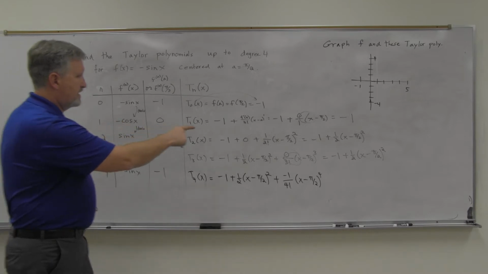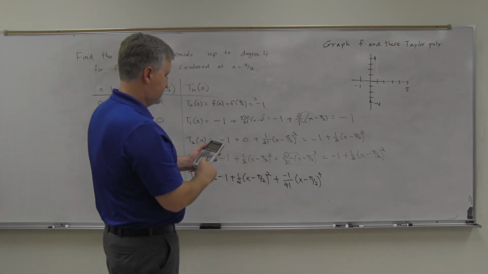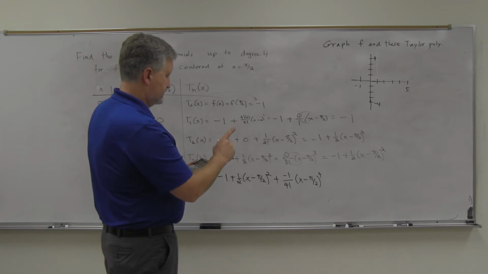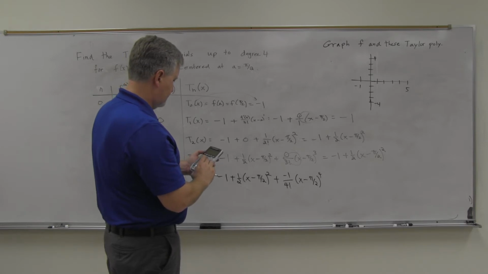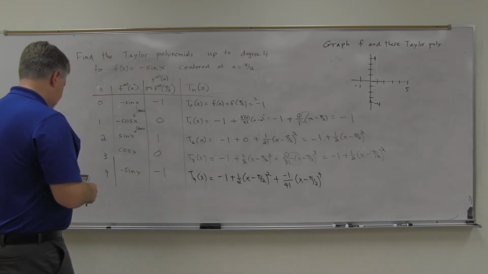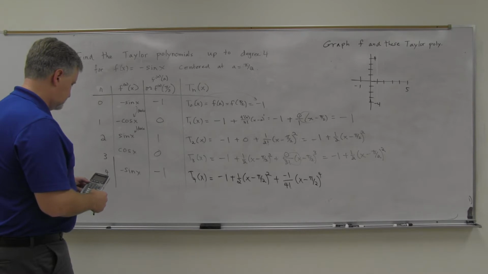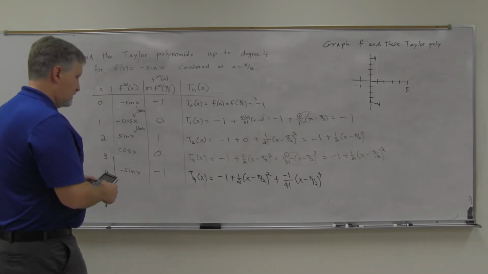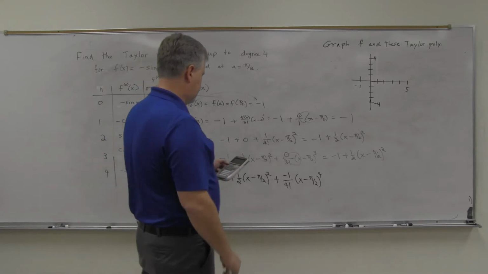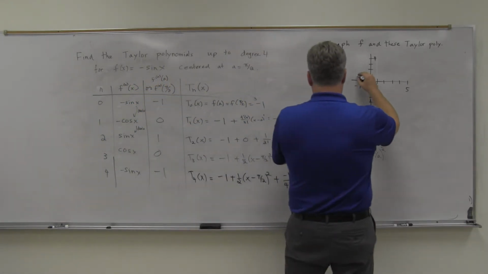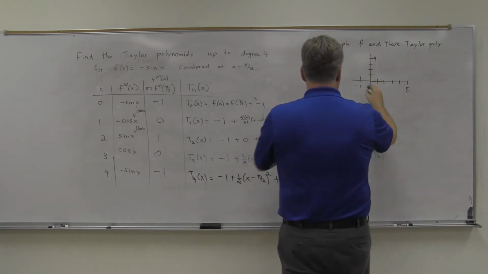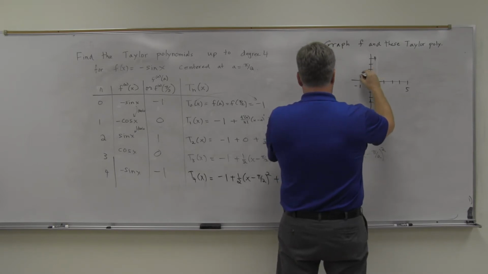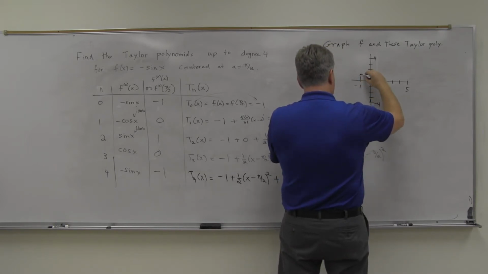And then T2 of x is negative 1 plus 1/2 times x minus pi over 2 squared. Let's see what those are. Kind of swoops in here. Oh yeah. Okay, so sine of x.